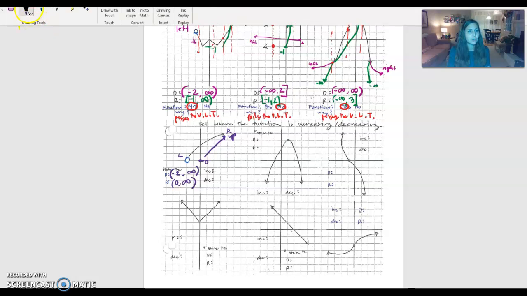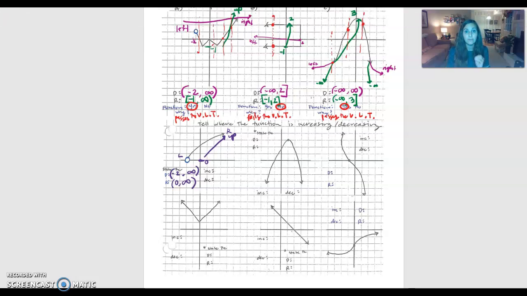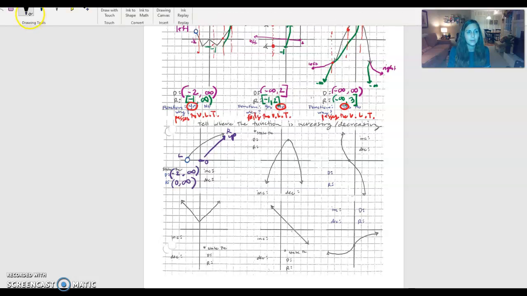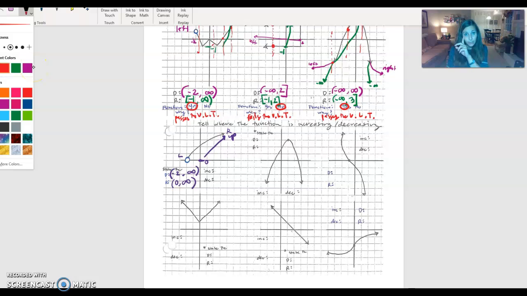Let me change colors. Let's go to red. Okay, it's not letting me change colors. Let me try one more time. There we go.